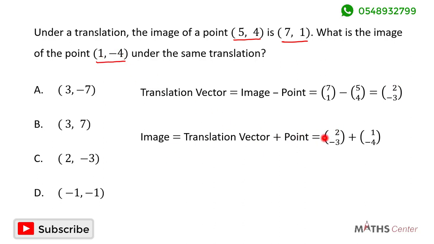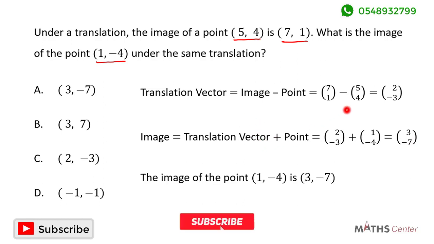So the image is equal to the translation vector, which is 2, negative 3, plus the point, which is 1, negative 4. 2 plus 1 will give us 3. Negative 3 plus negative 4 will give us negative 7. This means that when the translation vector 2, negative 3 is used to transform the point 1, negative 4, the image will be 3, negative 7. When we look through the options, we can see that the correct option is A.